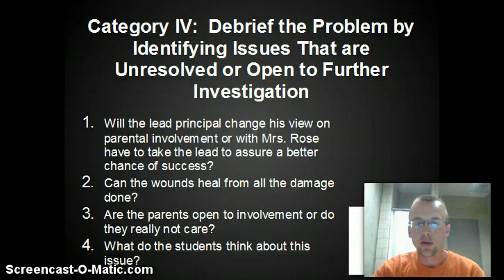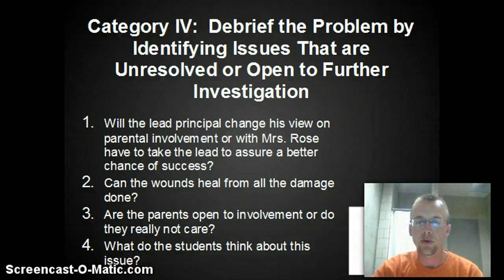Number 3, are the parents open to involvement, or do they really not care? Like I just said, we can go one way or another if they care or not. We don't really know. But I would assume they would care, because parents want what's best for their kids, and just sending them to school hoping that they're getting what they're supposed to be getting is not a way of being involved. Number 4, what do the students think about this issue?